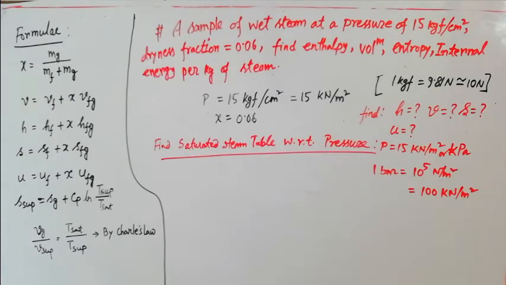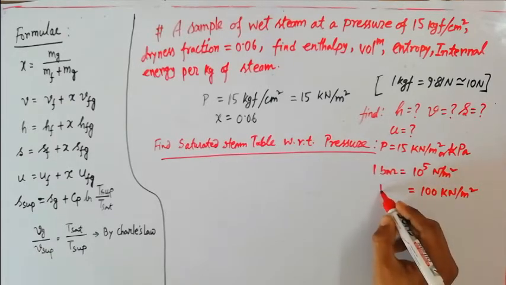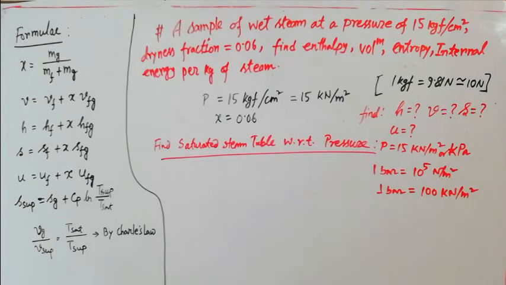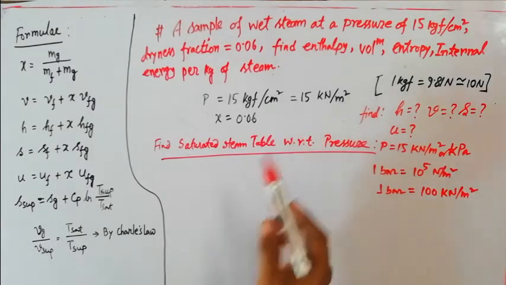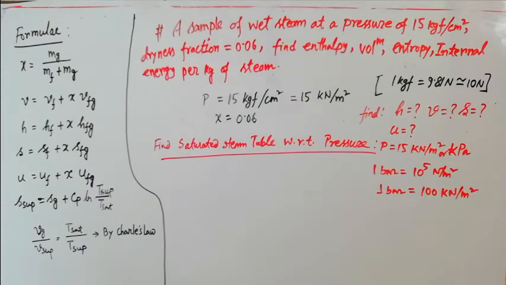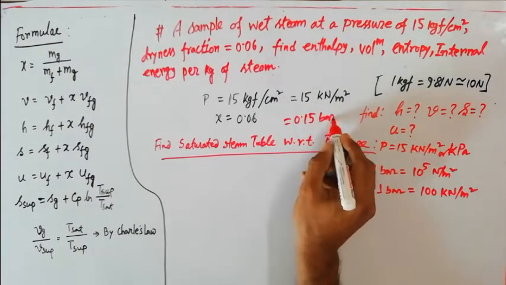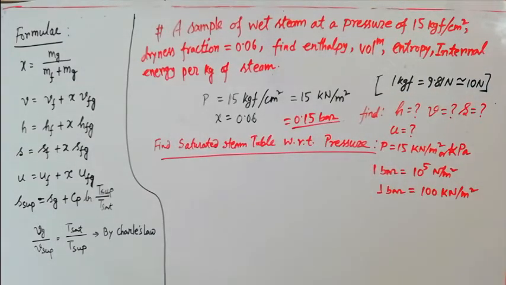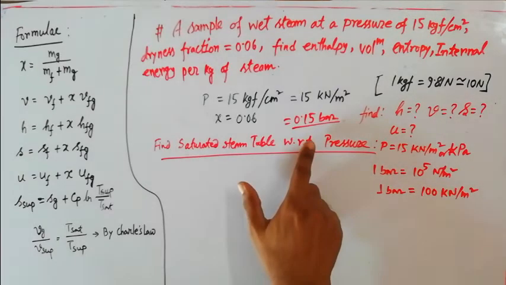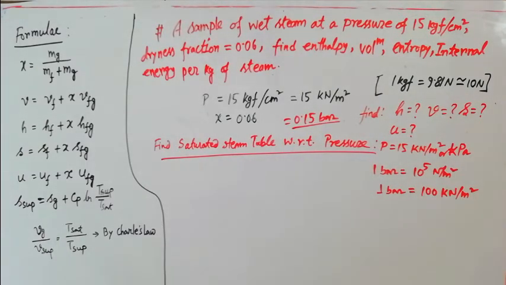Okay, so 100 kilonewton per meter square is equal to 1 bar. Then this 15 kilonewton per meter square is nothing but 0.15 bar. This unit conversion should be very clear to all of you, because units are a very important thing for a mechanical engineer. So use the particular unit in which your steam table is given. According to this pressure value, find all the needed thermodynamic properties.